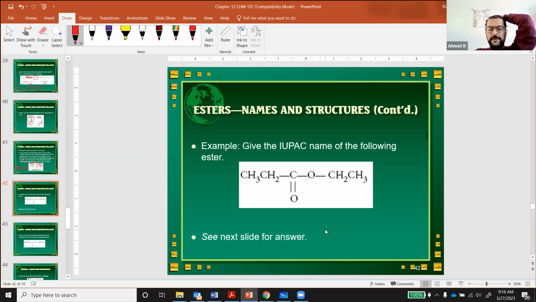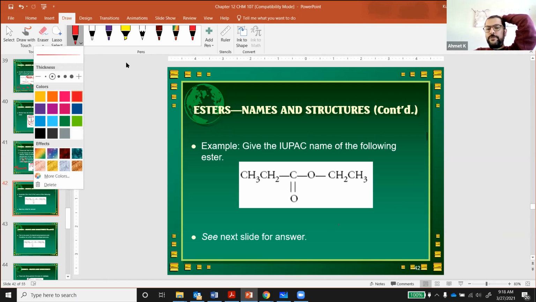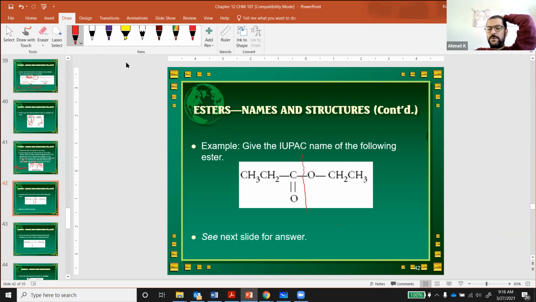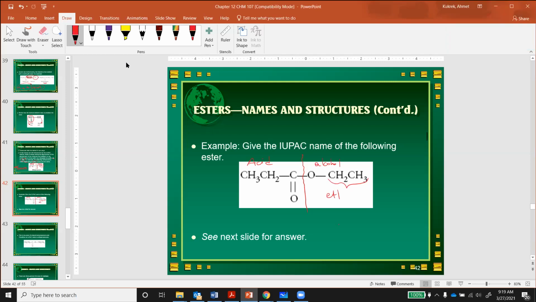All right. So again, if you look at it, where is the carbonyl? Carbonyl is right here, so I can divide this up, right? This is my acid part, and this is my alcohol part. If you have an acid, the rest is alcohol. When it comes to alcohol, you're just going to name the alkyl group. So what alkyl group is this? You have 2 carbons. What's the name? Ethyl. Very good.